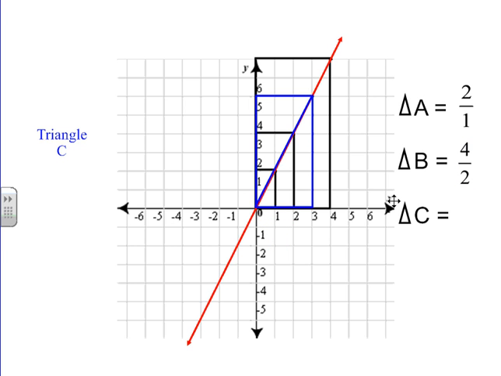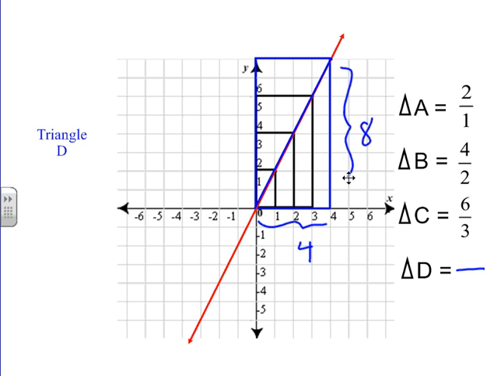Let's do the same thing for triangle C. So we're going to go from this corner to this corner. We're going to be 3 wide and 6 high. So that would give us 6 over 3. And we'll do it one more time with triangle D. And here again, we would measure 4 wide and 8 high. So it would be a change of 8 divided by 4.